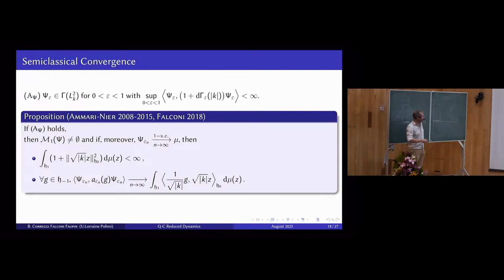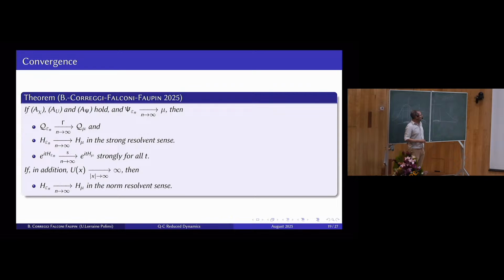Okay. So you have to think that this psi is normalized here. And so you get some... This is basically the convergence result that you will need. And here is the theorem. You take all the assumptions that we got from before.